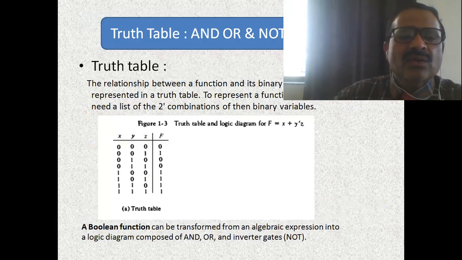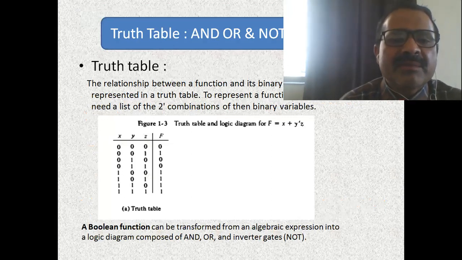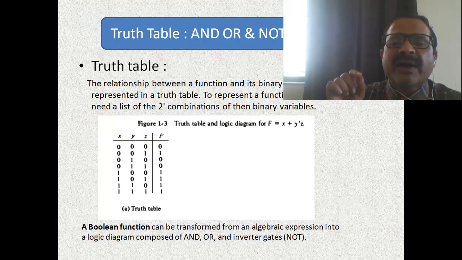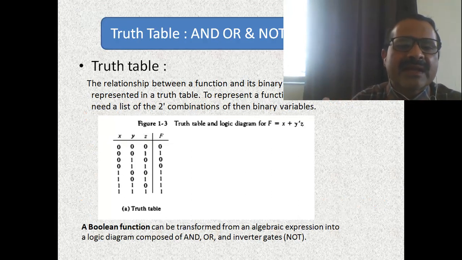Now let us see the truth table. Here the relationship between a function and its binary variables can be represented in terms of a truth table. To represent a function in a truth table, we need a list of the 2 raised to n combinations of these binary variables. Suppose, for example, there are 2 raised to 2 combinations, then 2 raised to 2 is equal to 4, so there must be 4 rows.